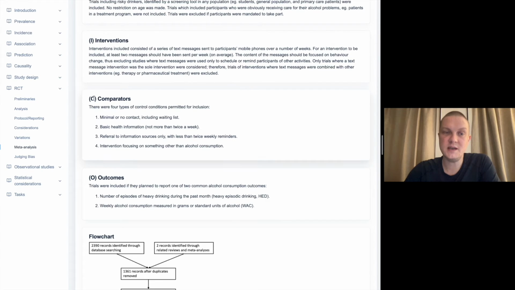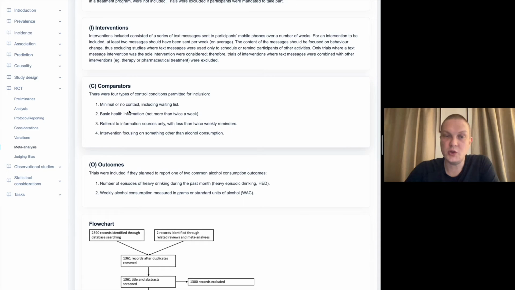And then your C, your comparators. Well, in our case, we had minimal or no contact. We accepted trials that use minimal or no contact comparator, including waiting lists, basic health information, referral to information sources, or some intervention that focused on something else than alcohol. Those were the comparators we cared about.